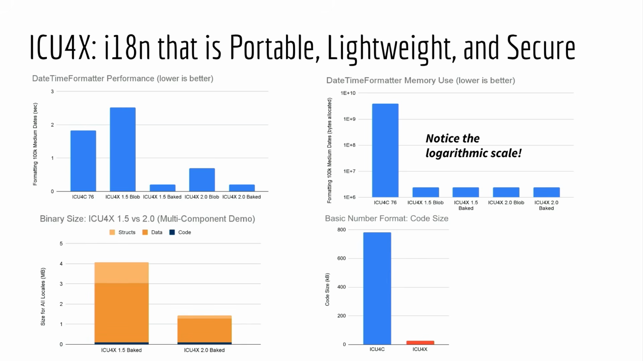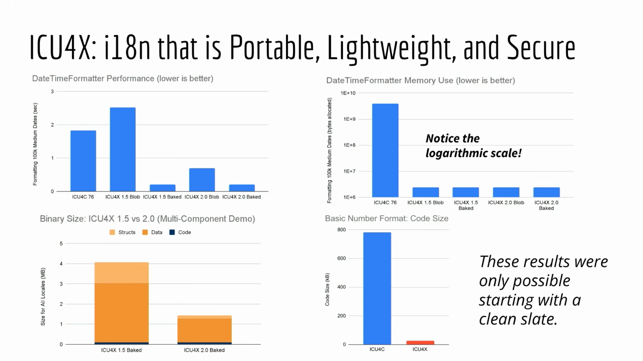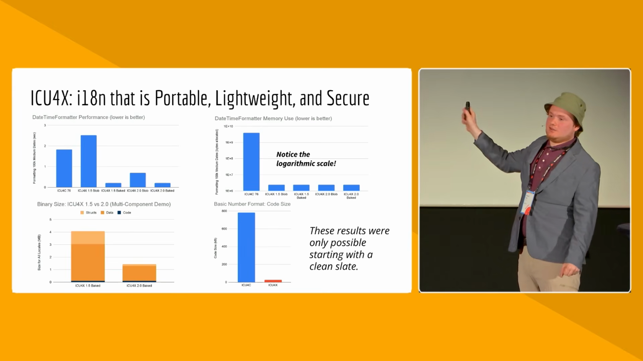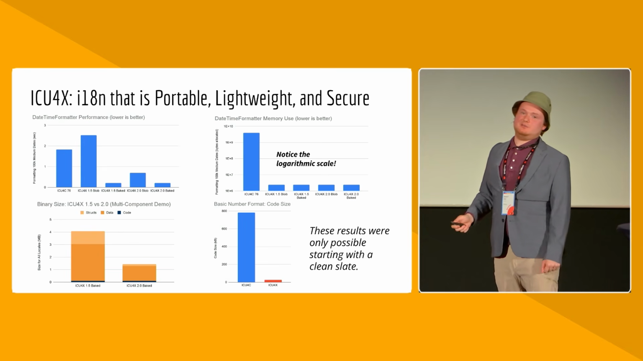I tried really hard. I'm also a contributor to ICU4C, and I tried really hard to make sure that I was comparing apples to apples as much as I could. This is, I think, the bottom right graph that I really want to emphasize. A lot of people ask, why didn't you just, can we get the same results from ICU4C? And we really needed to start with a clean slate in order to achieve these results, and that's what we did.